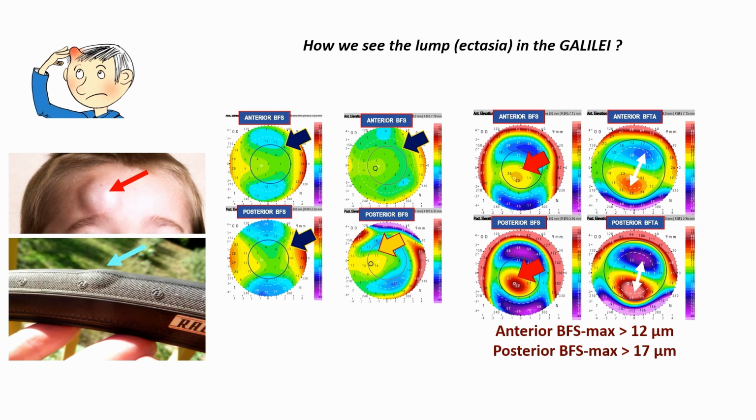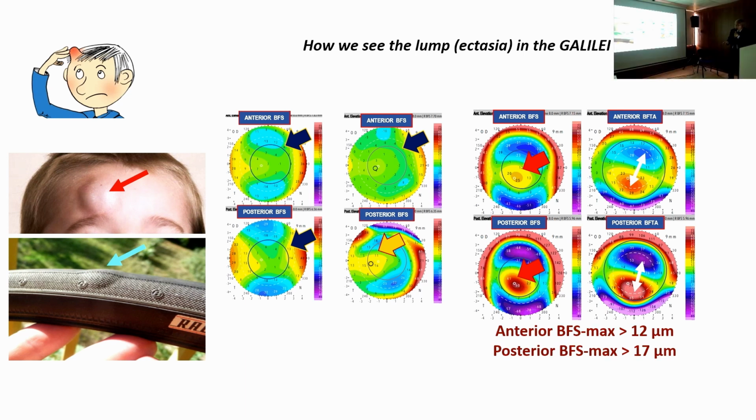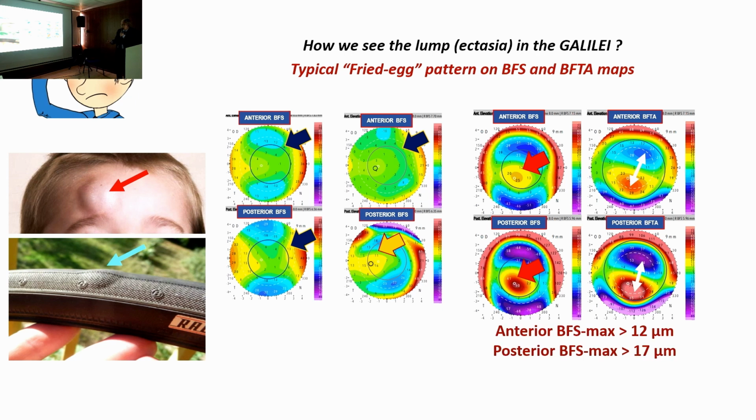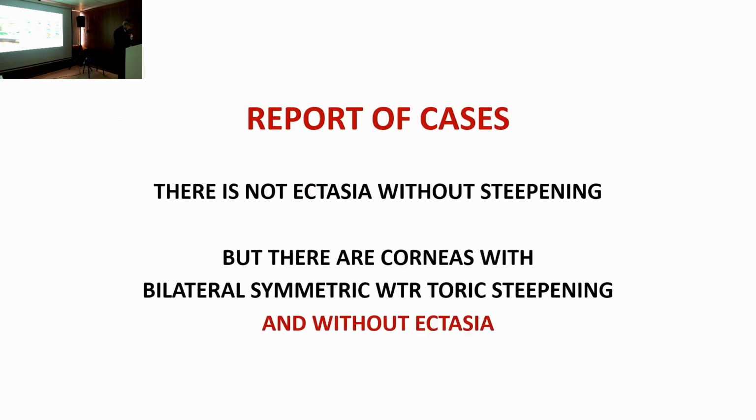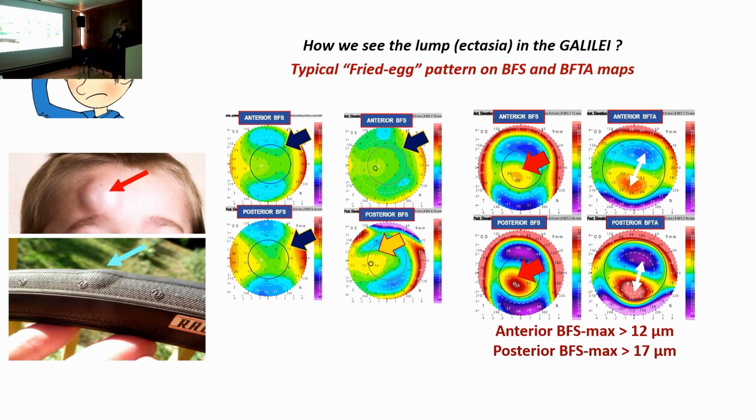So how do we see the lump in Galilei? In the Galilei, the numbers produce green at the center in 4 millimeters. And we begin to see the lump with what I call the fried egg pattern in the best fit sphere maps and the best fit toric aspheric maps. If you remember, this is like Best dystrophy of the retina, the fried egg pattern. If you see that, you are suspecting that there is a lump in that surface. Okay, for example, this is not in the anterior, but in the posterior surface.